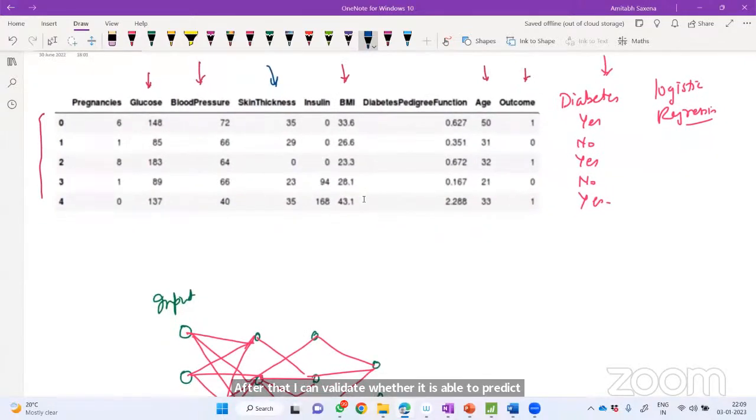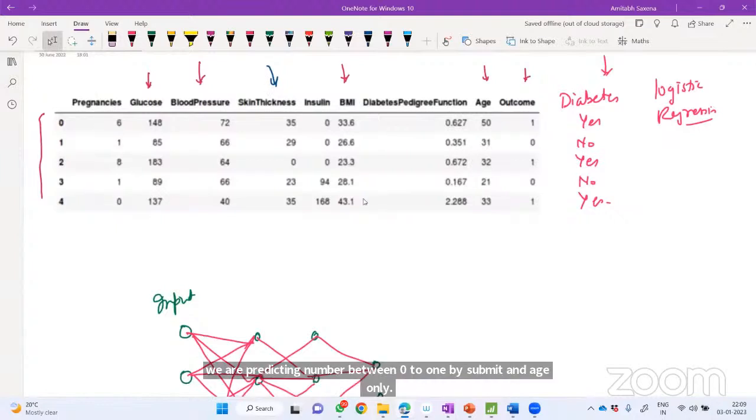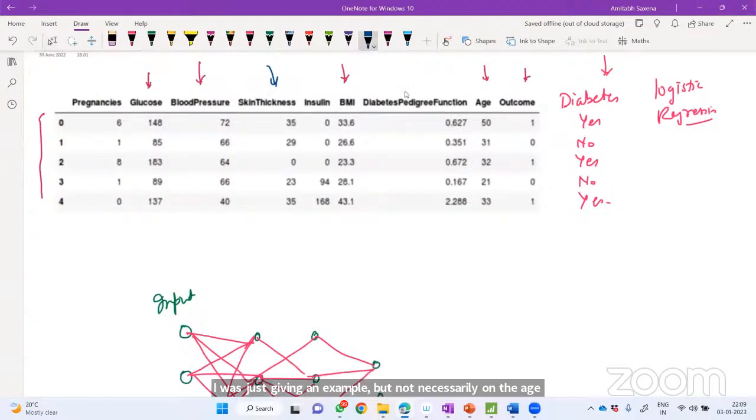And so Omar is asking, are we predicting a number between 0 and 1 by submitting age only? I was just giving an example, but not necessarily only age. You can add many features. We call them features. And this is labeled data again. I can add as many features as I want.